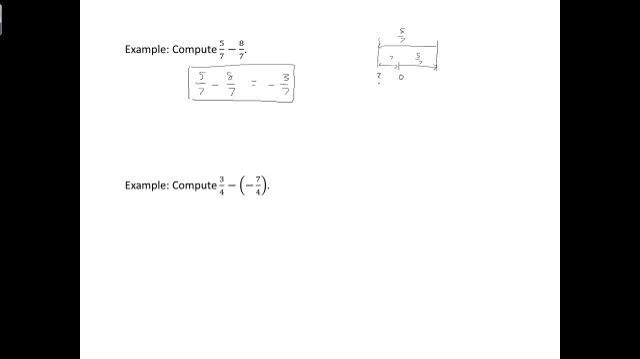Example, compute 3/4 minus negative 7/4. How do you deal with subtracting a negative? Remember that subtraction means addition of the opposite, so 3/4 plus the opposite of negative 7/4, which is positive 7/4. 3/4 plus 7/4, 3/4 to the right, followed by 7/4 more to the right. The answer is 10/4. But if you look at the number 10/4, you see that it reduces to 5/2. You should always reduce whenever you can.